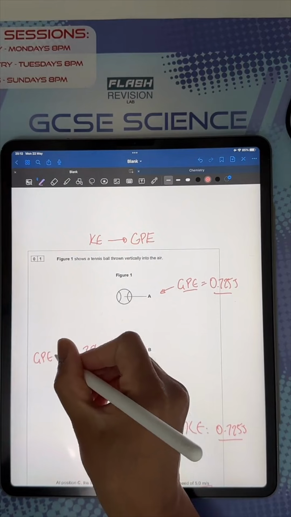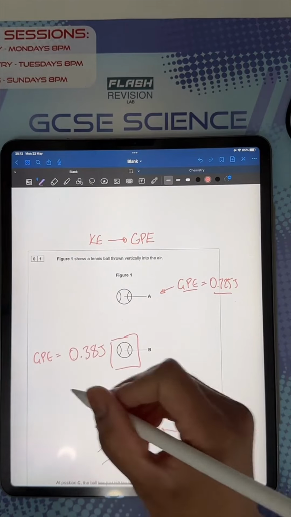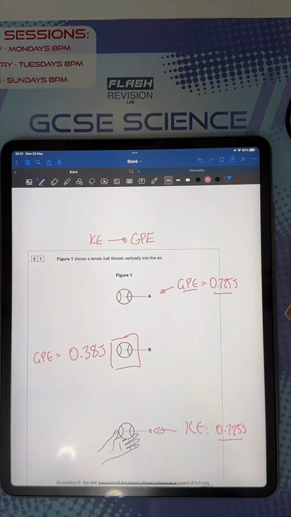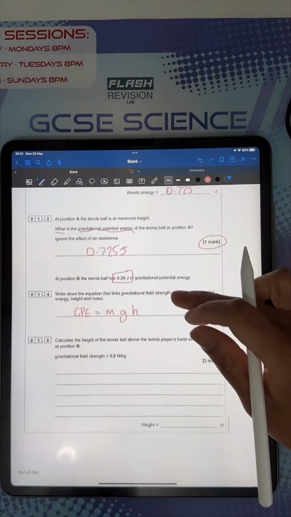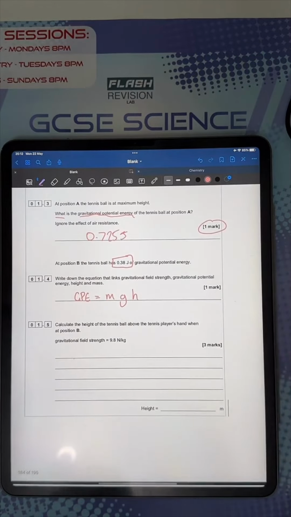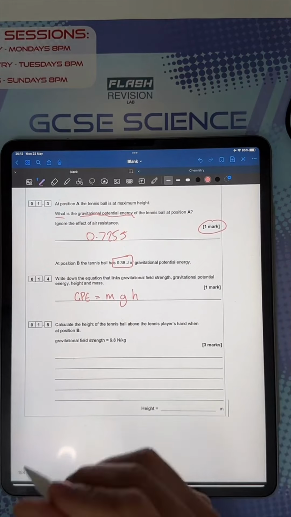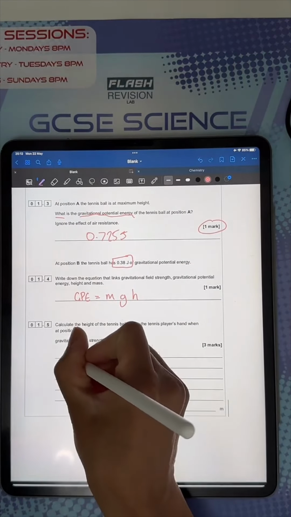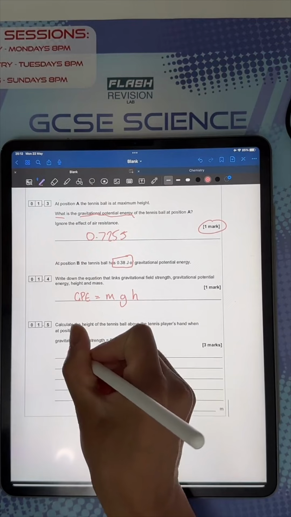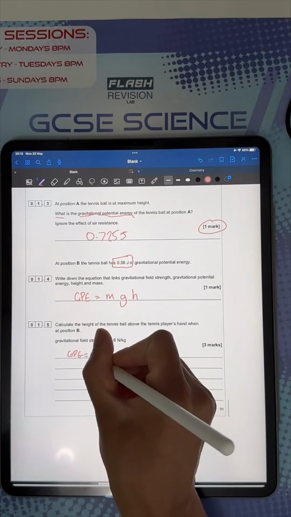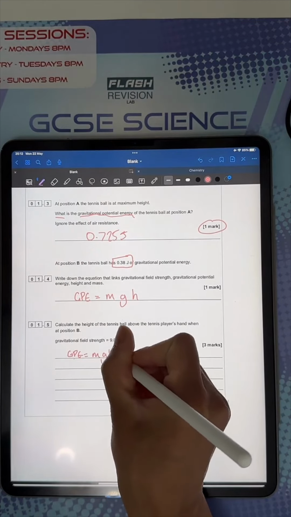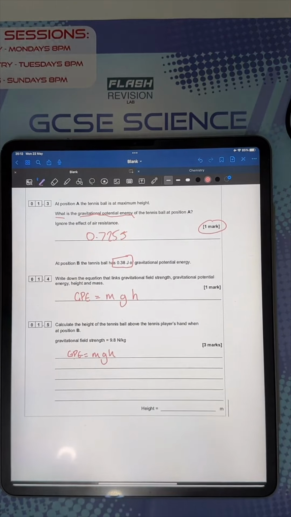So for this equation, to find out its height, you need to use the equation mgh. Right? So we need to rearrange the equation to get height as the subject. How do you make height the subject of this?